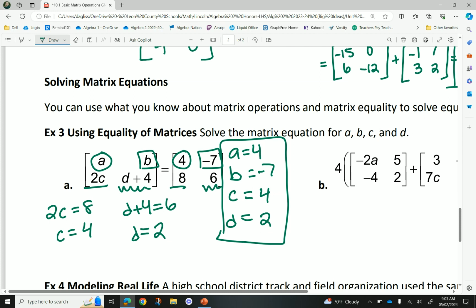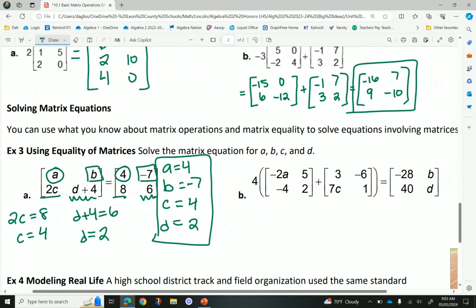Part B has some more stuff happening, right? A little bit more involved in Part B, okay? I see parentheses. I see a scalar. There's not just a matrix equal a matrix. I have to simplify the left side and make it a matrix equal a matrix before I can find our missing variables. Okay?